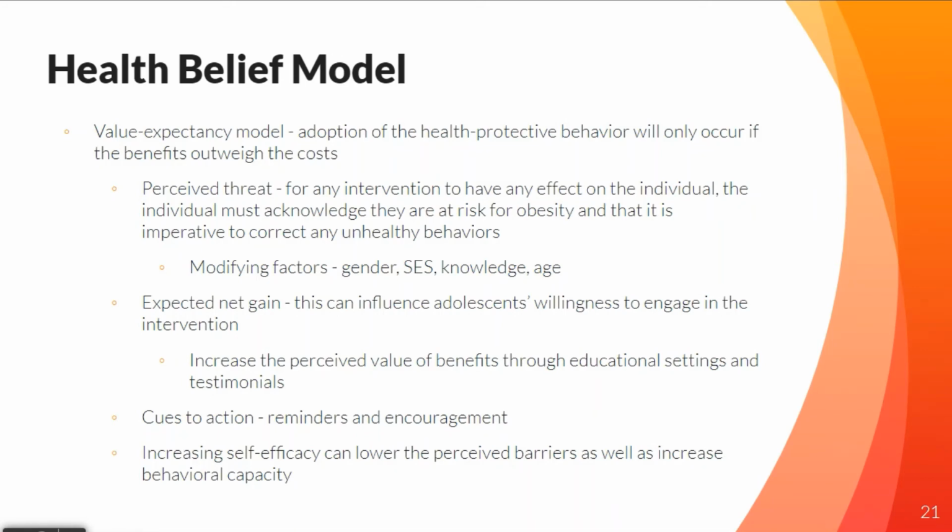Next, we have the health belief model. It's a value expectancy model where the adoption of the health protective behavior will only occur if the benefits outweigh the costs. So first we have perceived threat, where the individual must acknowledge that they are at risk for obesity and that it is imperative to correct any unhealthy behaviors. Some modifying factors for this construct include gender, socioeconomic status, knowledge, and age.